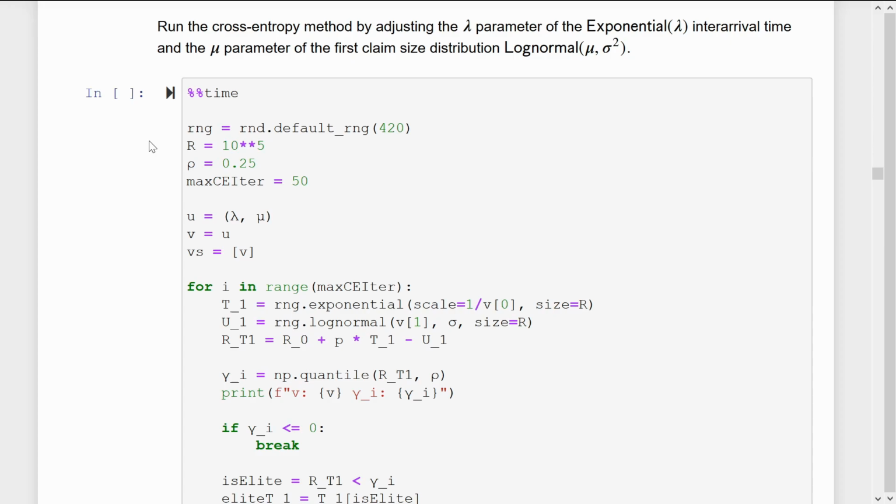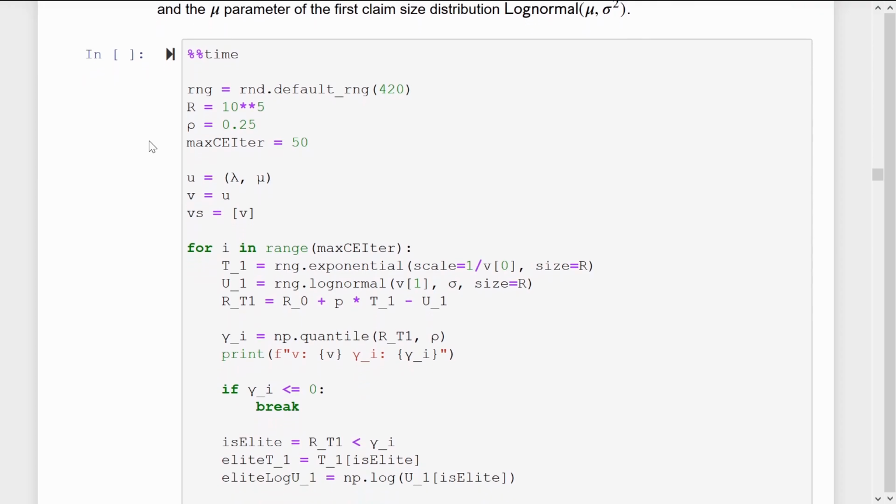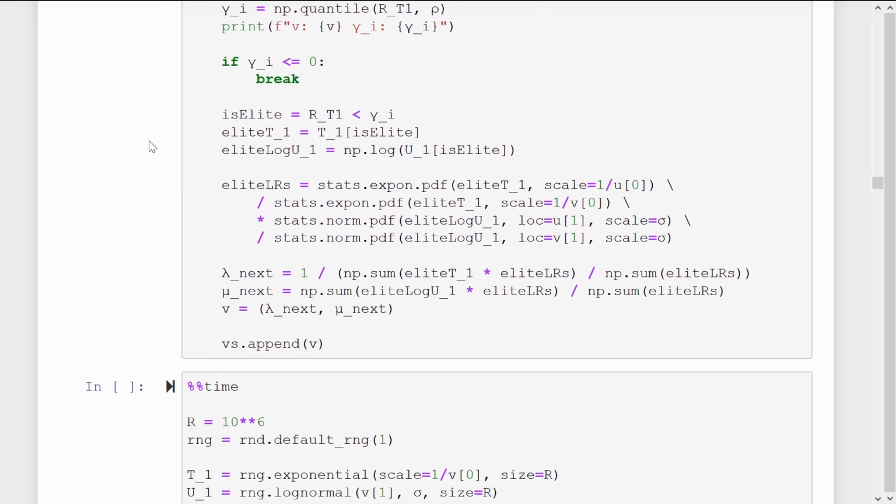Note that we use the rho quantile and not the 1 minus rho quantile as before, because we are looking at a rare left tail event here, whereas above we looked at a rare right tail event. We find the elite samples and pull out the arrival times and claim sizes for these elites. For the elites, we calculate their likelihood ratios.